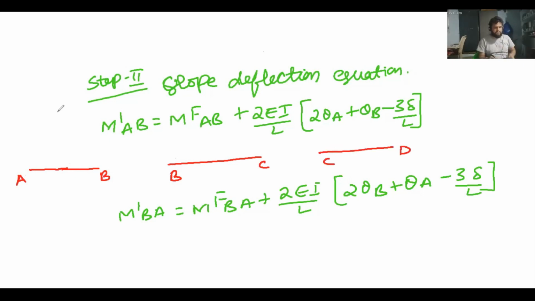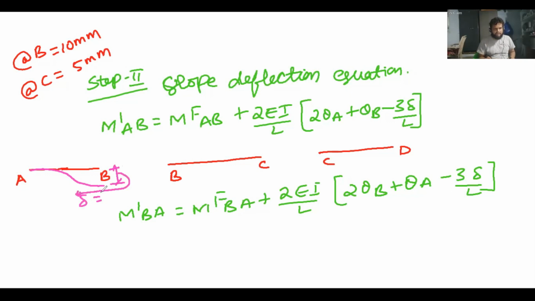In the AB span, what is the sinking they have given at B? At B they have given 10 mm. And at C, how much? 5 mm. Now in AB span, in order to create the sinking, delta equal to 10 mm. So in order to have this sinking, what type of moment is required? Anti-clockwise moment. So this value will become minus over here.